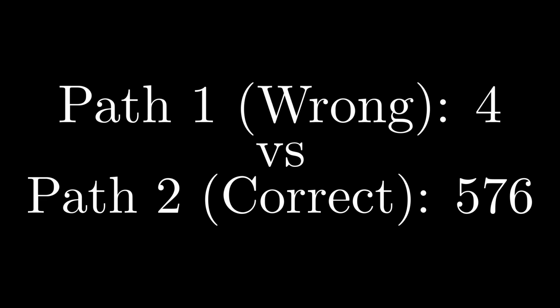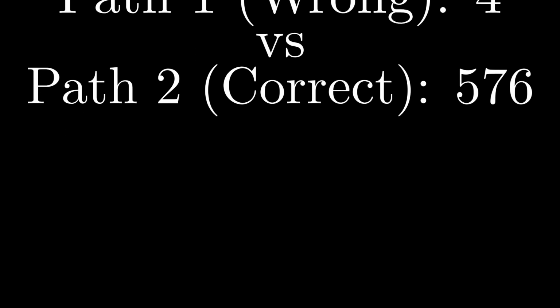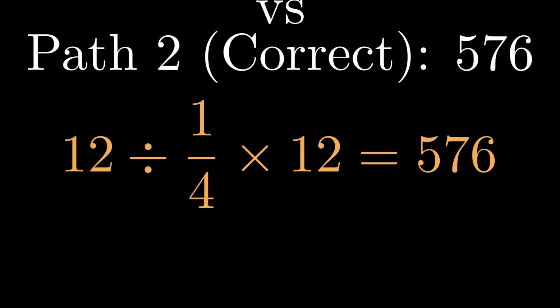Path 1's interpretation, where division extends to everything after it, violates this fundamental rule. So the answer is 576. The interpretation where division extends to include the multiplication creates 4, but this goes against the standard order of operations. Modern calculators and mathematical software follow strict left-to-right processing.